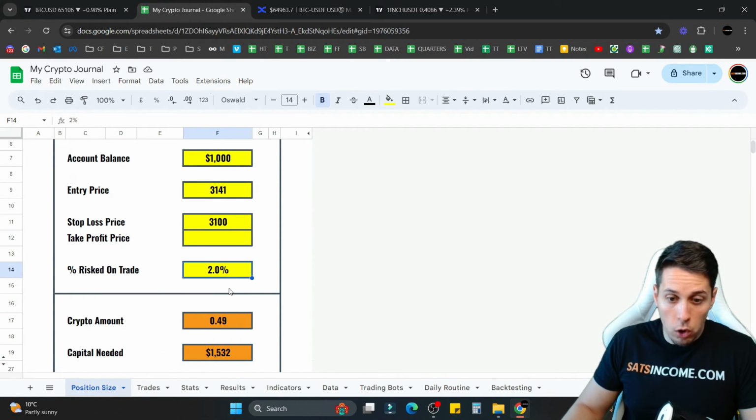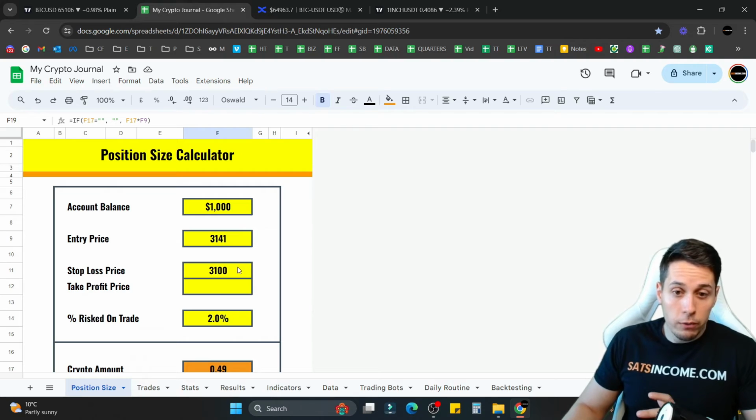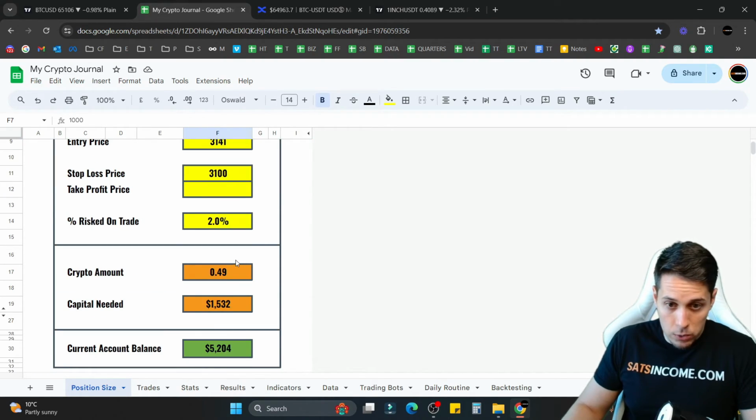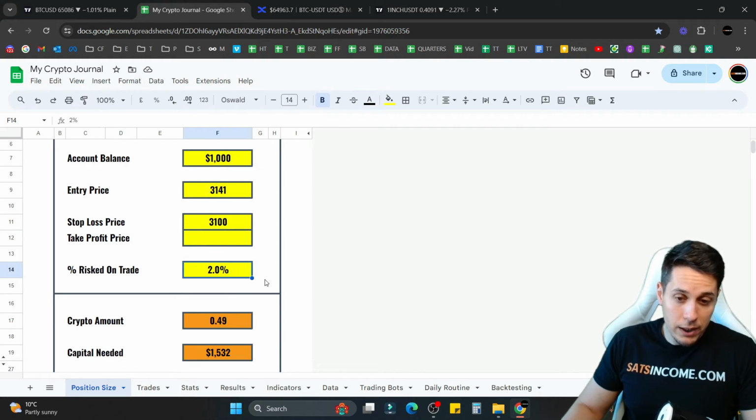To know how much you're gonna buy with, you have to look at these numbers right here, capital needed and crypto amount. By the way, what's important for you guys to know is that you only add numbers to these yellow cells right here in the journal. You should never touch these other cells, because there are formulas in them and you're gonna mess it up. Just remember to always add the numbers here: account balance, entry price, stop loss price, take profit price if you have, and percentage risk on trade.